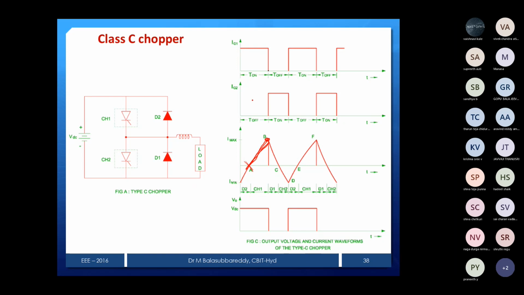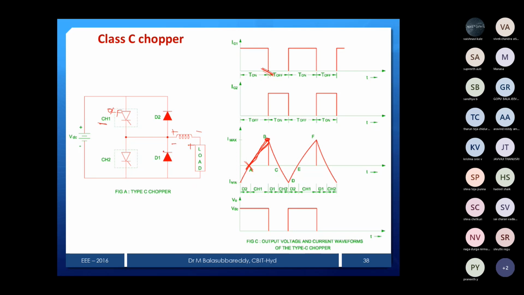Then what will happen? The firing pulse is over. At this point B reaches, the firing pulse to chopper 1 is over, which means chopper 1 will be off. Then what will happen? Who will conduct now? Because it has already stored energy, plus and minus. Now chopper 1 is off. Then what will happen? These polarities will reverse like this.